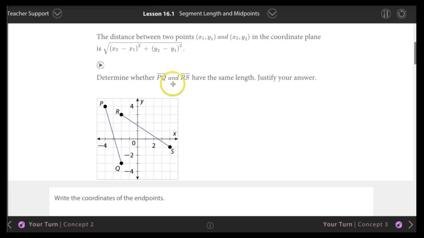It says determine whether segment PQ and segment RS have the same length. And then we have to justify your answer. That means we have to show proof that they are the same. We can't be like, I used a ruler and they measured the same. We could do that, but I think this question is asking us to do it mathematically, okay?